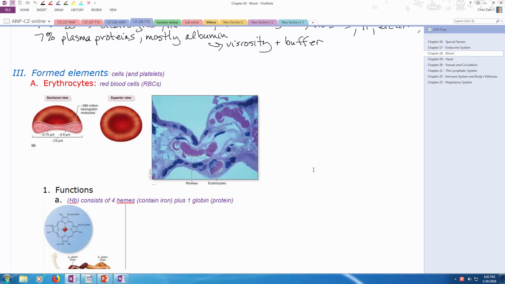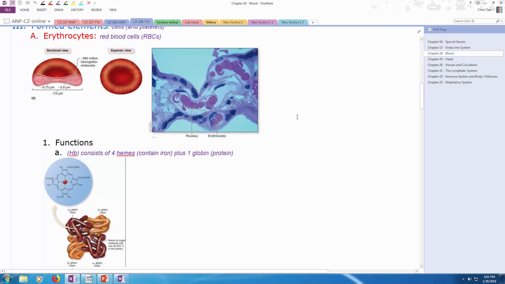We are on the area of the outline formed elements, so we're talking about cells and platelets. So erythrocytes, leukocytes, and platelets, or thrombocytes are actually another term for platelets. Erythrocytes is Latin for red cell, and these are indeed our red blood cells, also abbreviated RBCs. That's my favorite abbreviation for them.